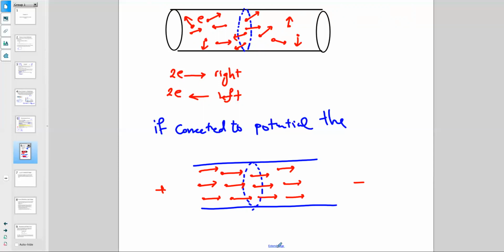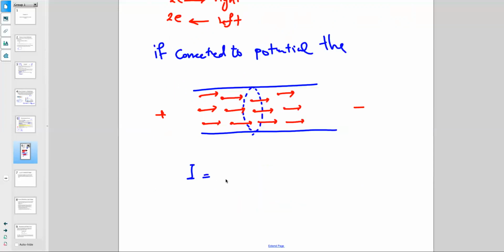It means that at this point, I, which is delta Q over delta T, is not 0 anymore. The amount of charge passing through this cross section is not 0 over time. There is a net amount of electrons passing through this cross section, or this area, in a unit of time, and this is not 0. So that's why you have a current at that point.